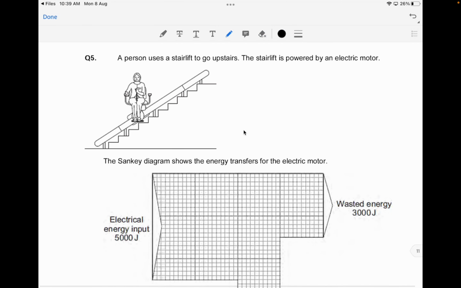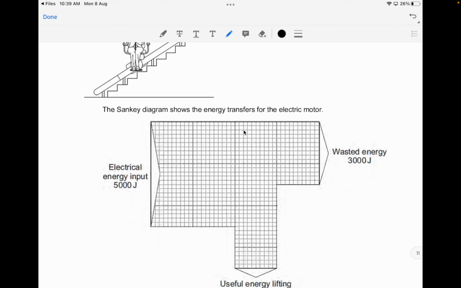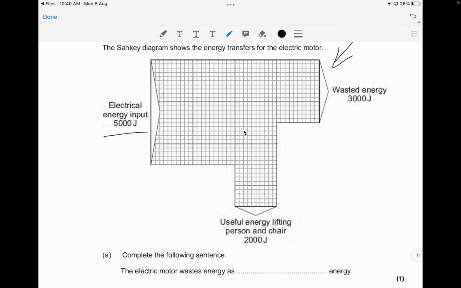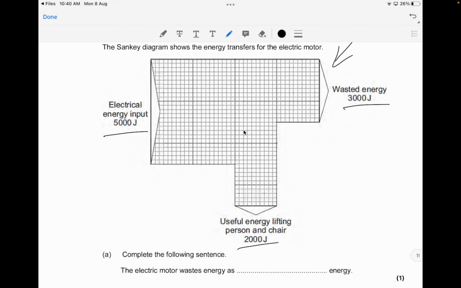Now the next question shows us that a person uses a stair lift to go upstairs. The stair lift is powered by an electric motor. Now this is a Sankey diagram, by the way. Sankey diagrams are used for displaying efficiency, transfer, and all that stuff. You can see the electric input energy, the useful energy, as well as the wasted energy.